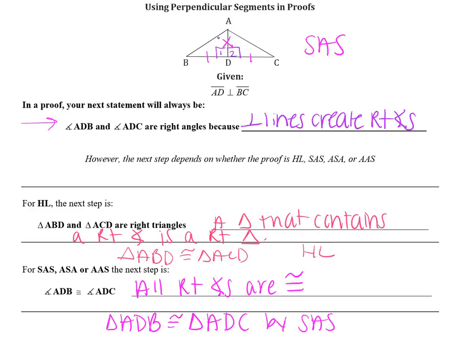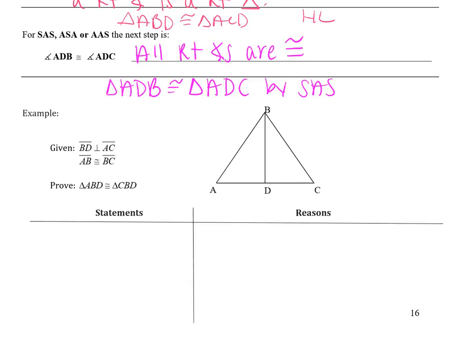Just because you have a right triangle does not mean you're always going to use HL. Sometimes it's going to be side, angle, side, or angle, angle, side, and then other times it's HL. Okay, so if you're using HL, you need to talk about the right triangle. If you're talking about these three, then you need to talk about why the triangles have a congruent angle, why the right angles are congruent. So let's try this out down below.